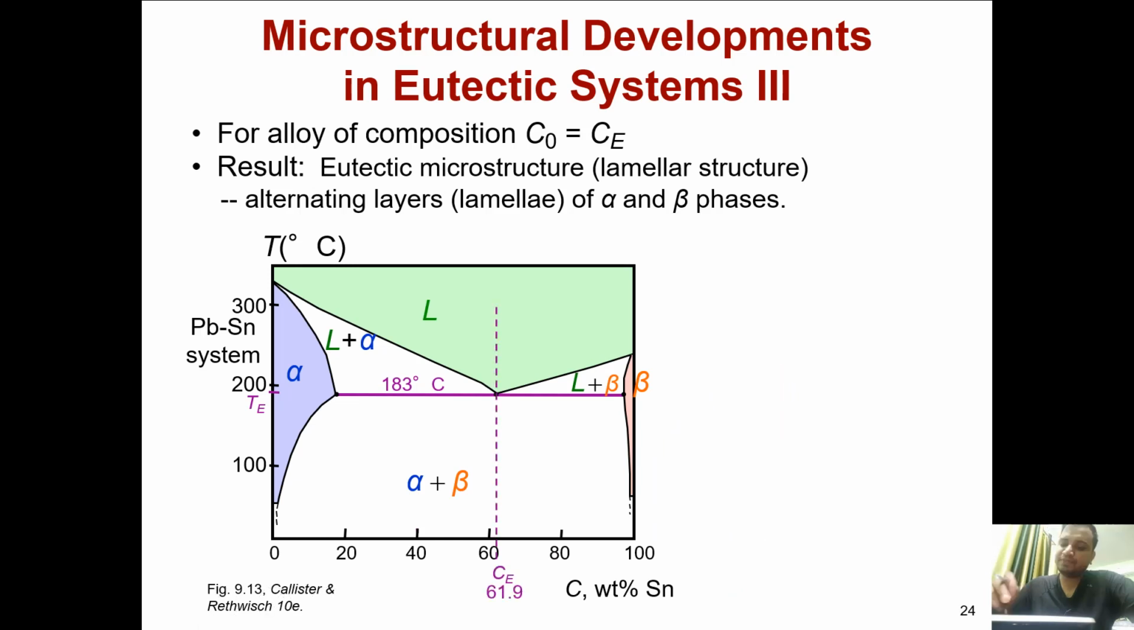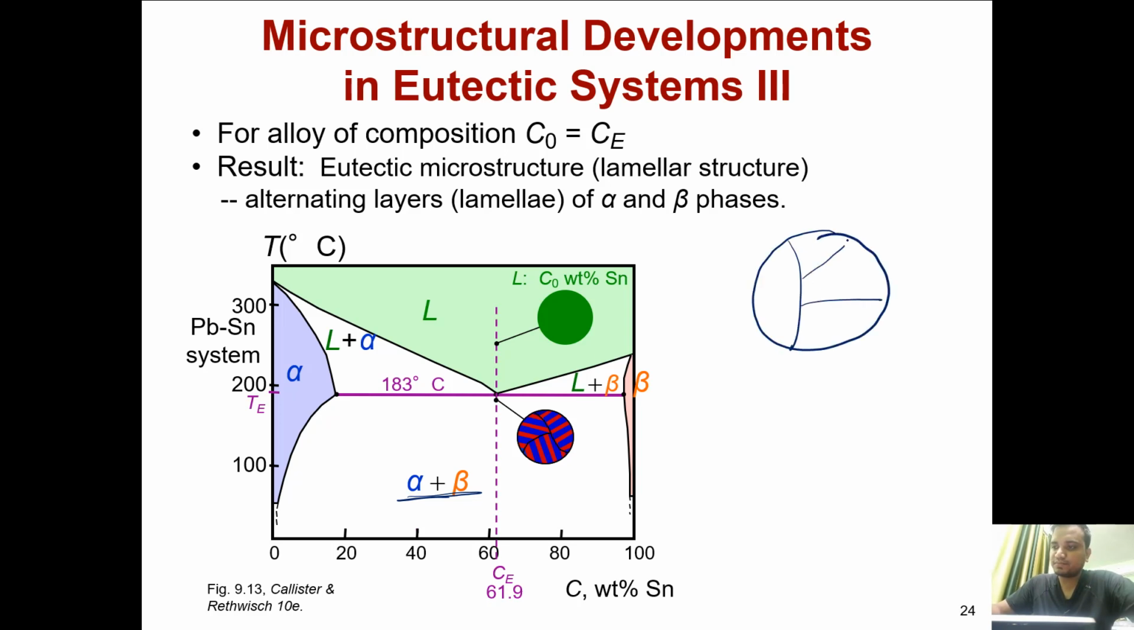Okay, now how the microstructure will develop in the eutectic case. So this will be complete liquid, then here you can see that alpha and beta have formed, the blue one and the red one, and this is in alternate layers, right? So it is somewhat like this. Alternate layers, right? So this is also called the lamellar structure.